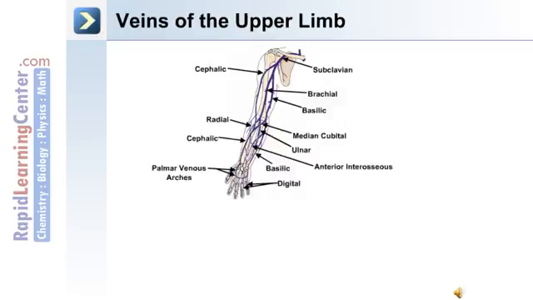Beginning in the fingers and thumb are the digital veins. The palmar venous arches deliver the blood into the basilic, anterior interosseous, and cephalic veins. The radial and ulnar veins ascend the blood towards the upper arm and shoulder region, in the basilic, brachial, and cephalic veins. These veins drain the blood from the upper limb into the subclavian vein.